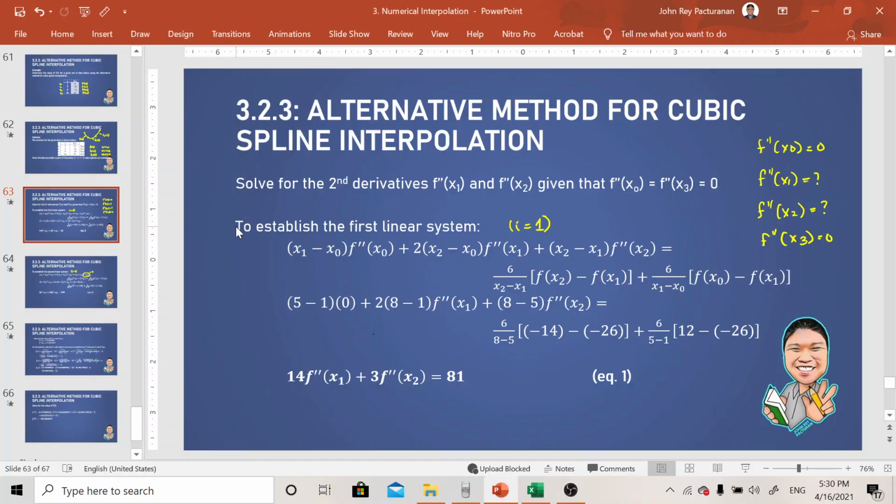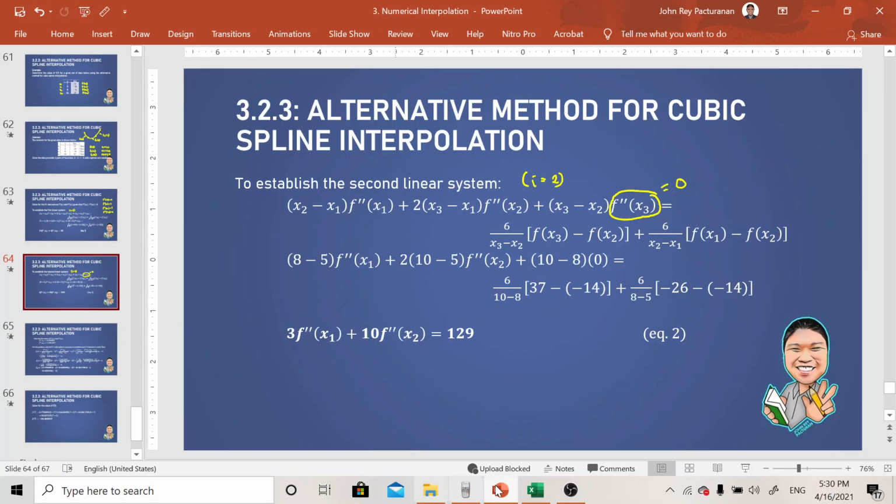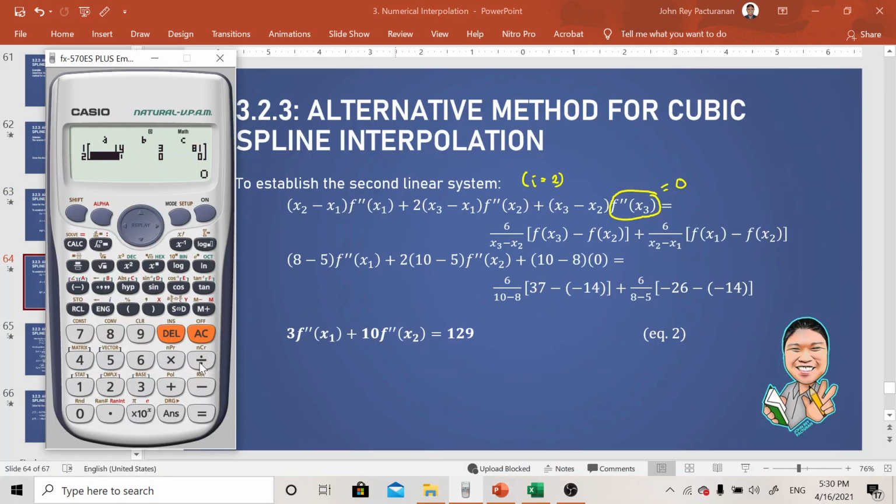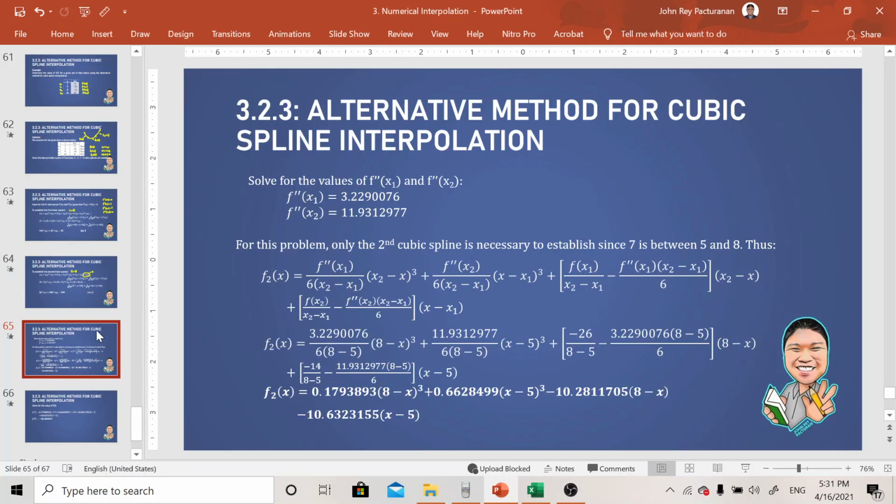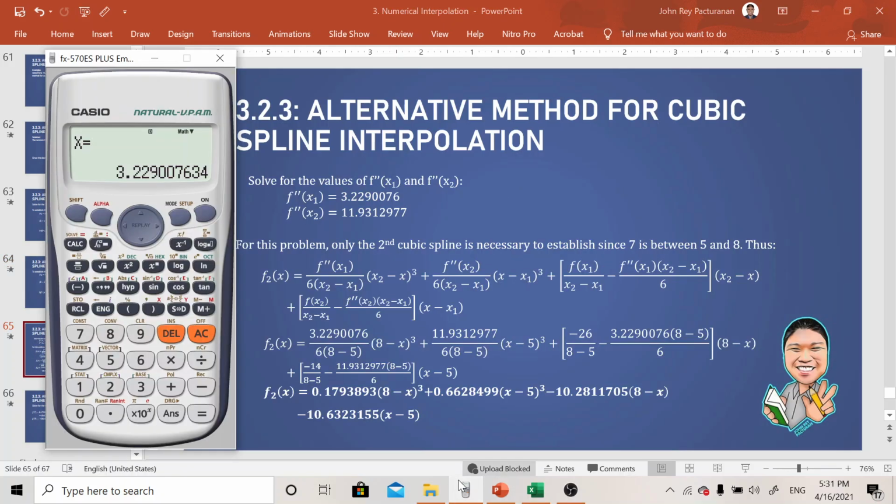Tapos for the second equation, let's move to the second slide. So that is 3. Ito siya, 3, 10, tapos 129. So oops, sorry. Mali. 3, 10, 129. So ang sagot natin, yung f sub 1 is 3.22. Tingnan natin for the ano. So ito yung ating slide.